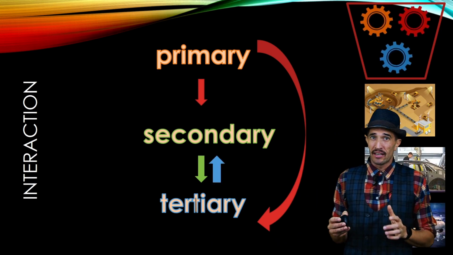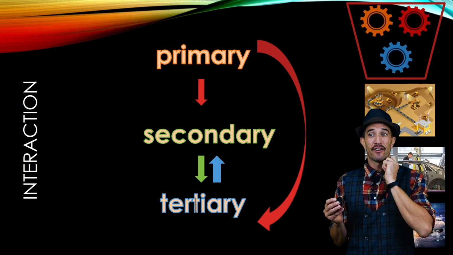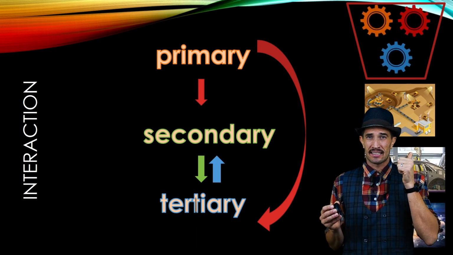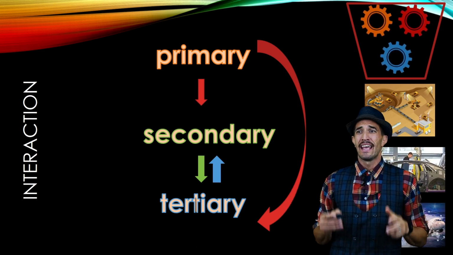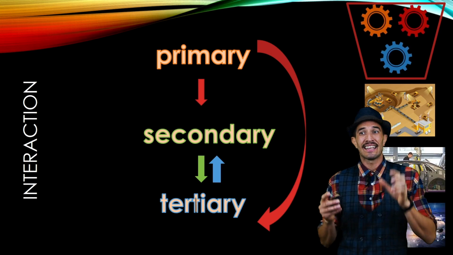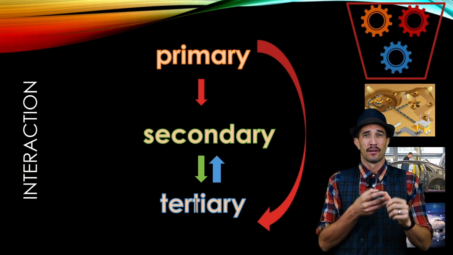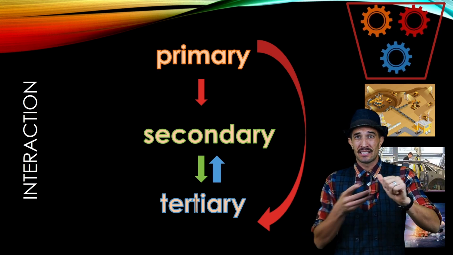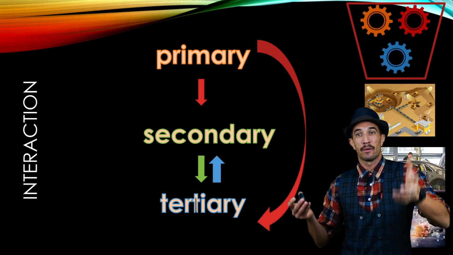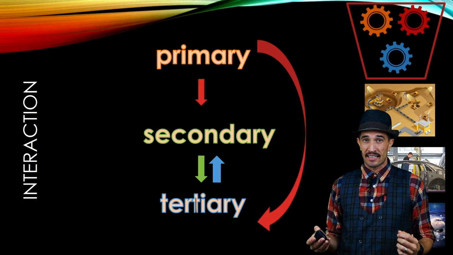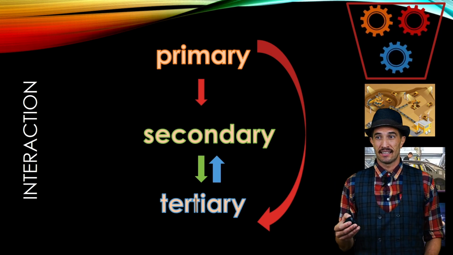Now the tertiary is the service sector. They provide services to the secondary sector. Think about banking, think about insurance, think about transport. Anything the secondary sector needs, they can get in the tertiary sector. For example, every manufacturing business needs a bank account. They need to take out insurance in case something happens. That is where the tertiary sector services the secondary sector.